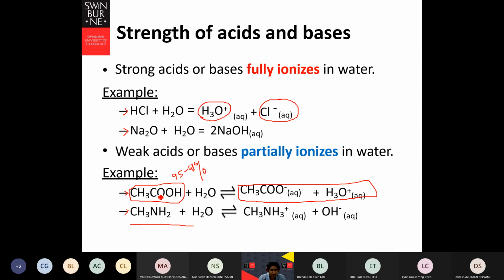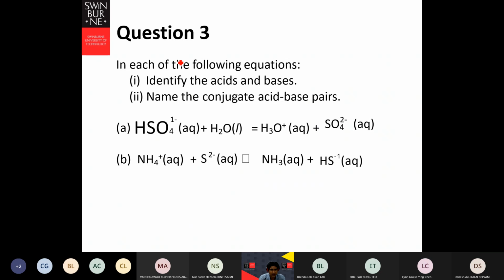And the same goes for the weak base as well. They do not dissociate appreciably. A small amount of them will be dissociated. So this is actually an equal sign.